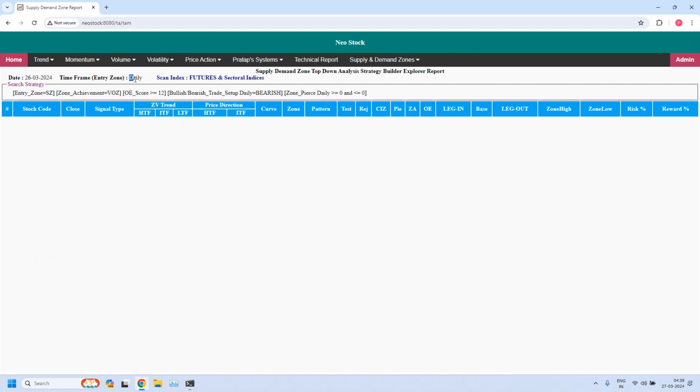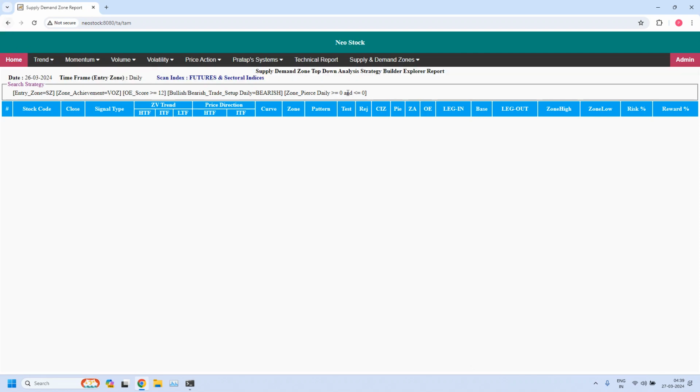Check the filter if you have any doubt. Check here, time frame is daily, entry time frame. And look into the search strategy. Your entry zone is supply zone. Your zone achievement you set violated opposing zone. Odd enhancer score greater than 12 you set. In bullish or bearish trade setup, daily time frame you selected bearish. And here zone pierced count should be 0, between 0 and 0, that is 0. So currently we haven't found any stocks that are supporting bearish trade setup with these conditions. The odd enhancer score should be more than 12 and zone achievement should be violated opposing zone.